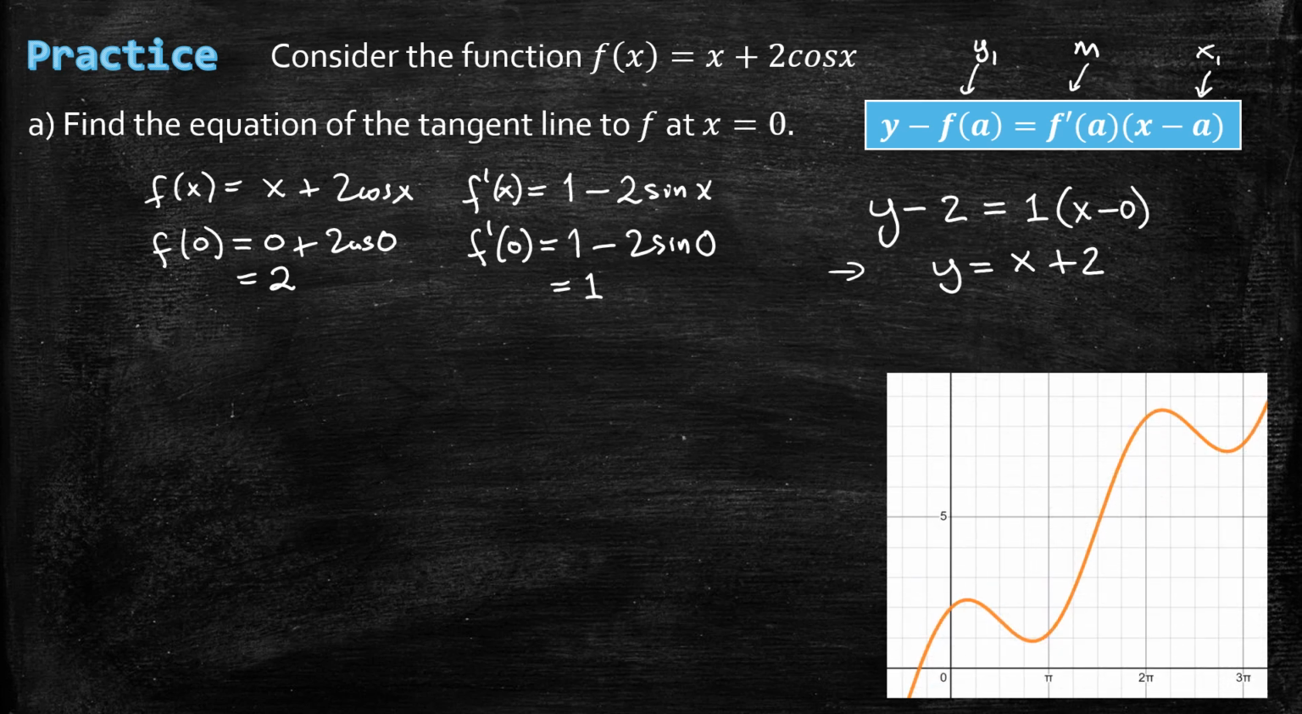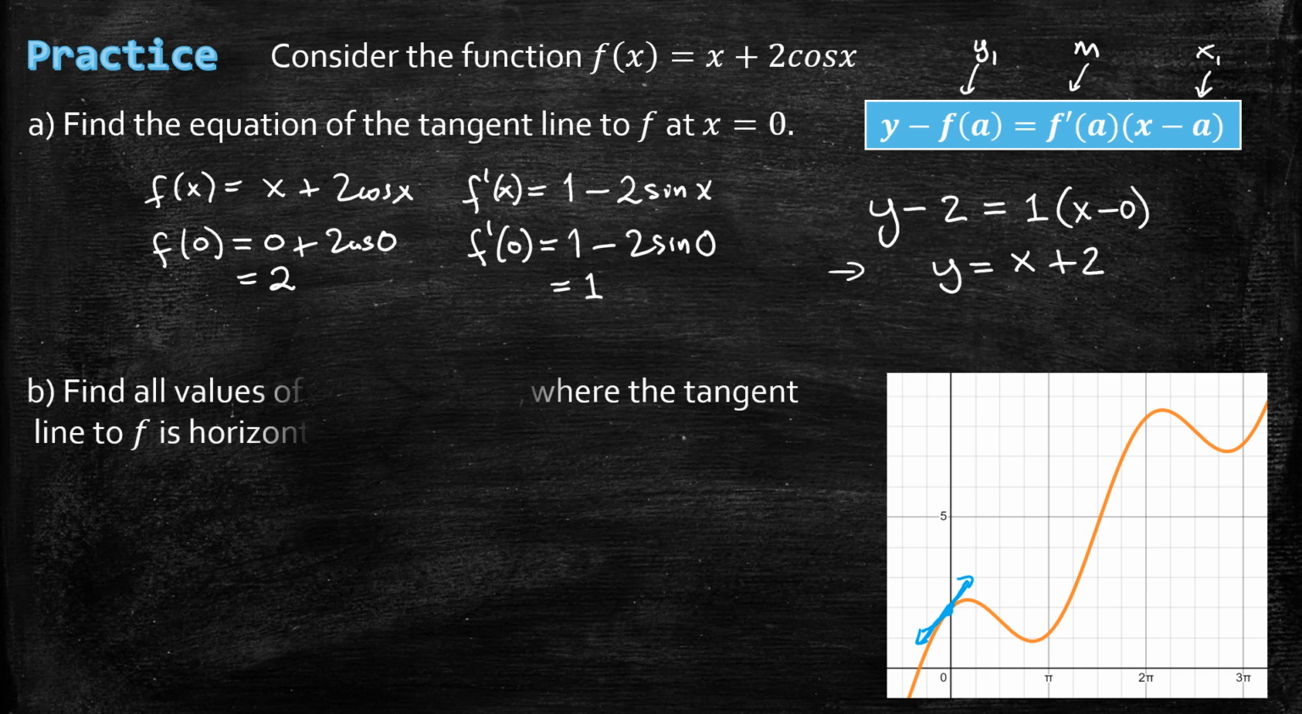And it does indeed look like, if we go to x when x is 0 here, the y-intercept is 2 and the slope is 1. So that seems to corroborate.